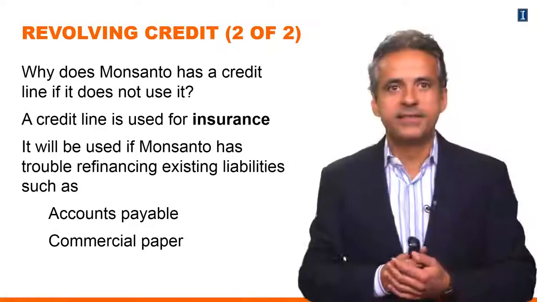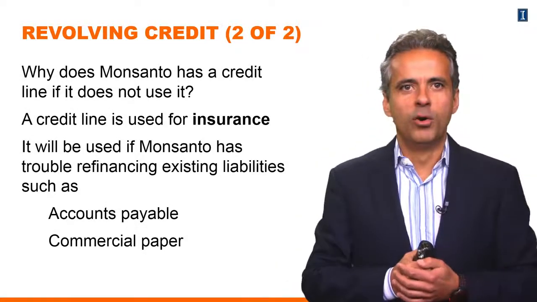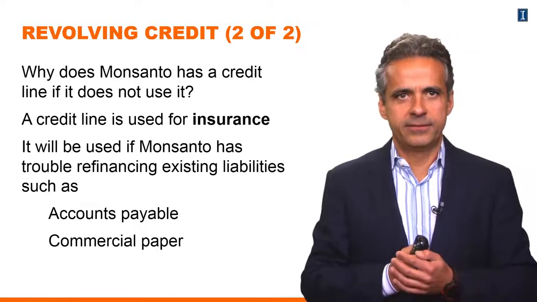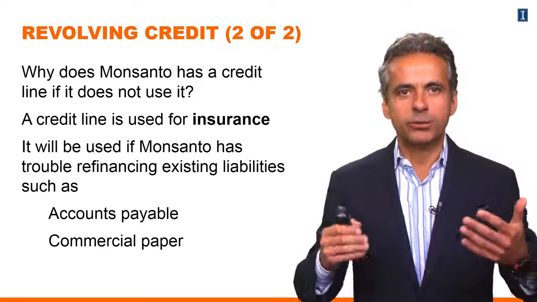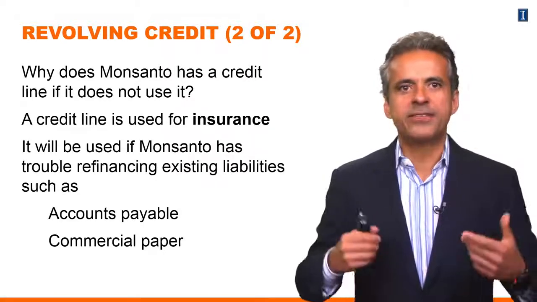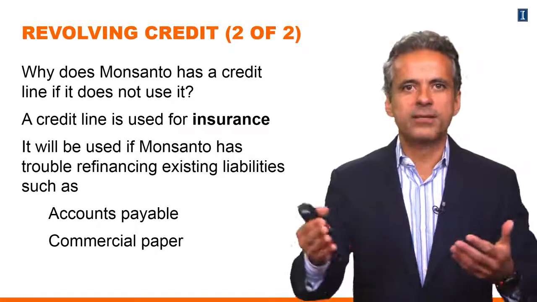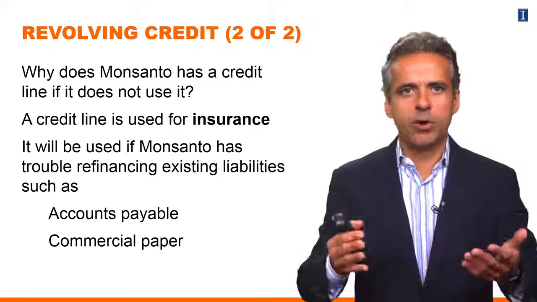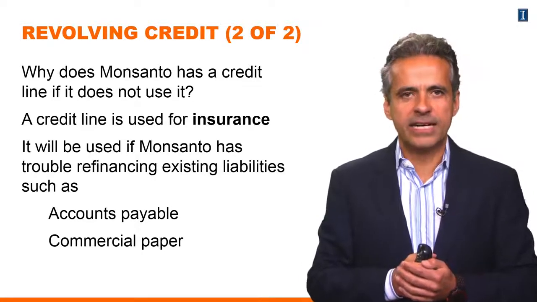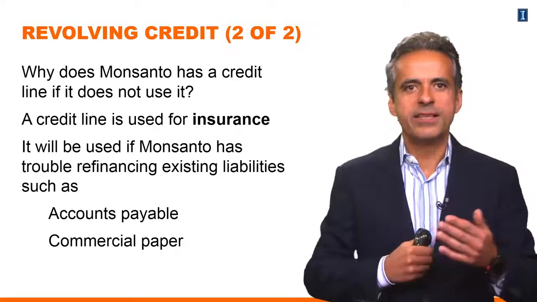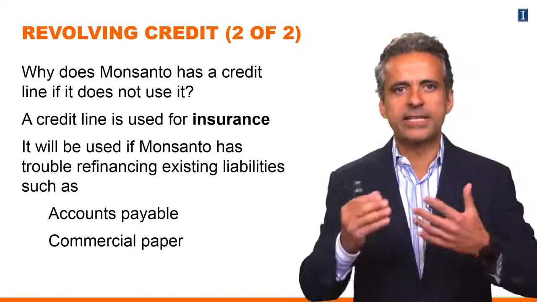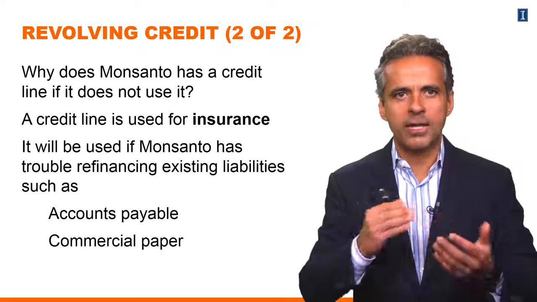The answer is that the credit line is used mostly for insurance in this case. The idea is that Monsanto is going to draw on the credit line if it has trouble refinancing its other liabilities. For example, in Corporate Finance 1, we gave an example of accounts payable. If a company has trouble refinancing accounts payable, it may be useful to have a credit line that you can use to manage your liquidity.